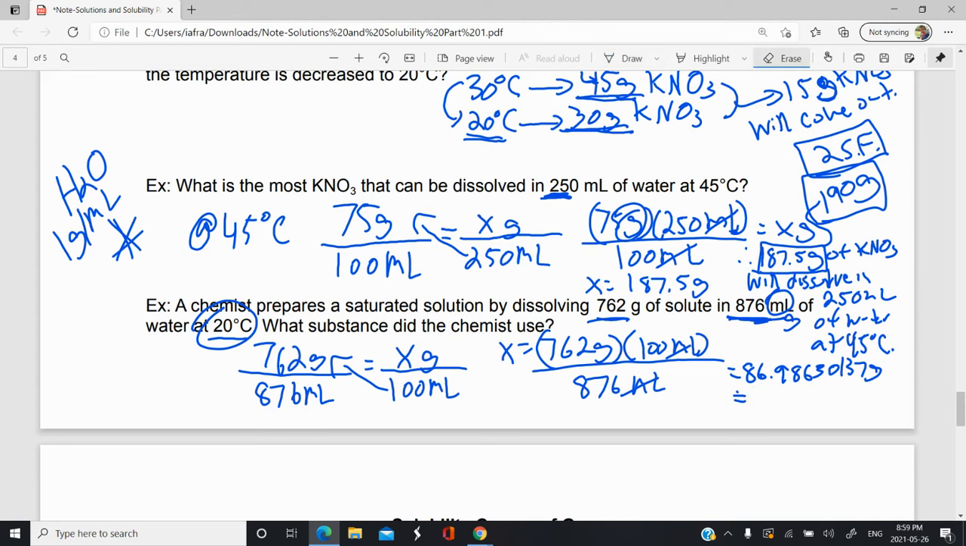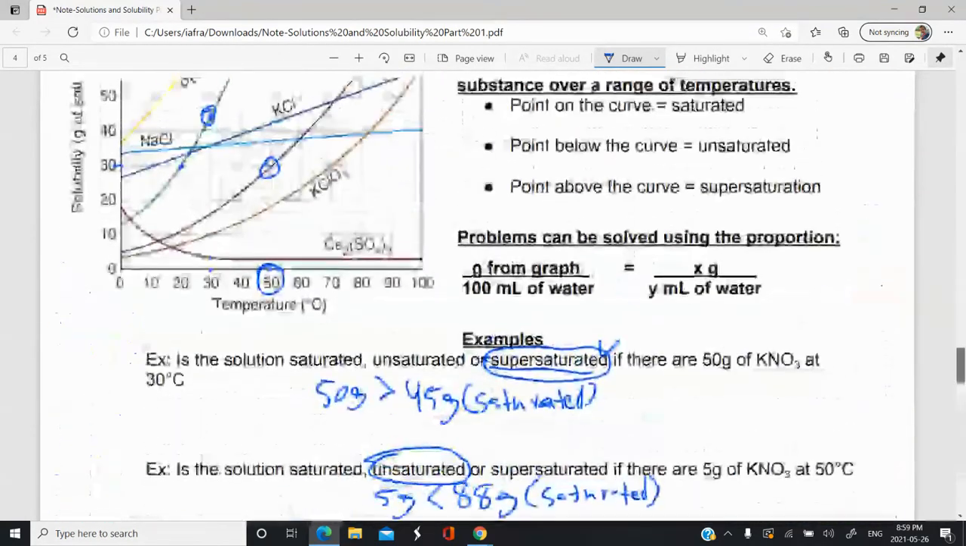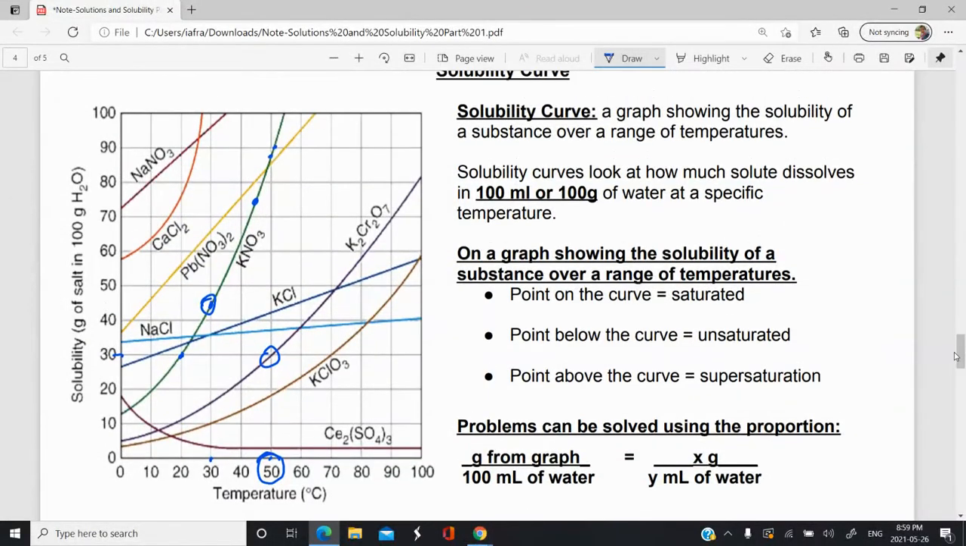So 87.0 grams. So I'm looking for about 87, right? You're not really going to be able to see the difference between 86.98 and 87. So let's go ahead and look at 20 degrees and see what matches the 87 there. So here's 20 degrees, and we're going to keep going up until we get to that 87 point and see if there's anything that actually has that there. So we're about over here, okay? It looks like it could be 88, 87-ish.